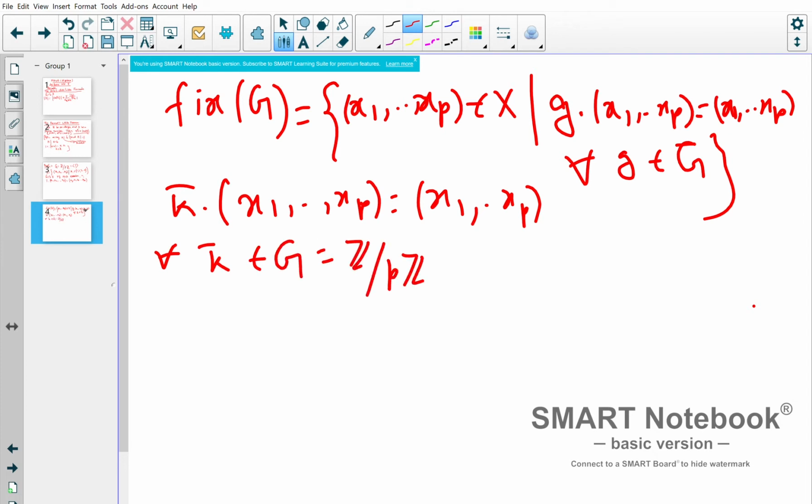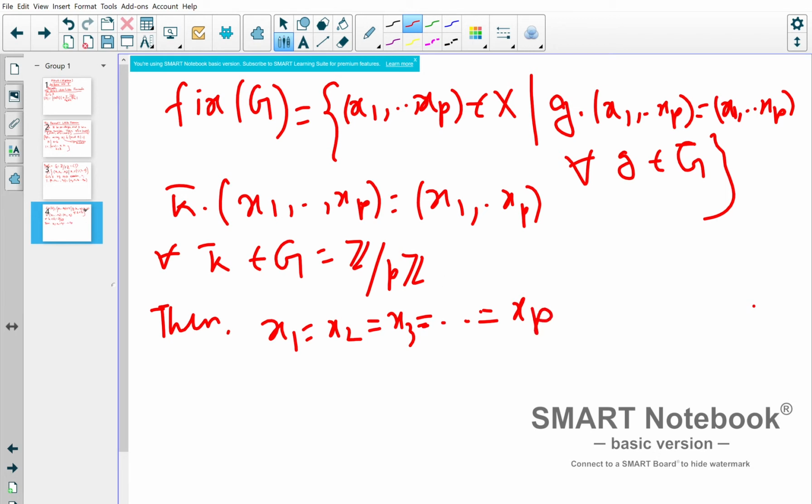So what does that mean? That means the fixed points should be those points which will be invariant under this kind of action, this kind of rotation action, shift action, right? And thus x1 has to be equal to x2, this has to be equal to x3, right? There's no other options. So all those must be equal to the same.